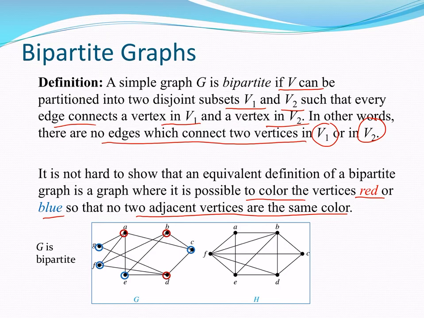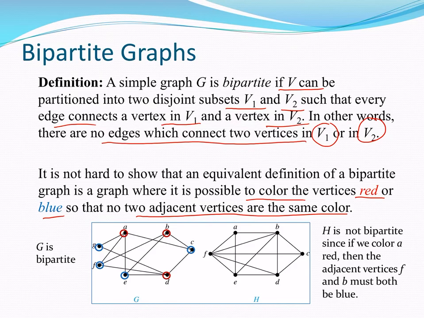Notice on graph H, however, we will not be able to color that with only two colors, because if we color A red here, then F and B would have to be two different colors because they are adjacent to each other. So graph H is not bipartite because we cannot two color it.